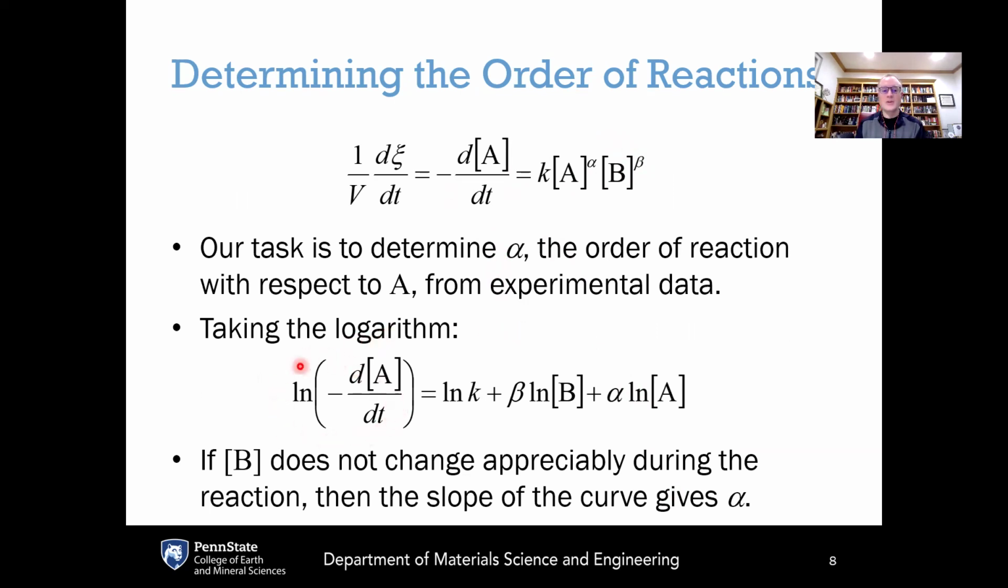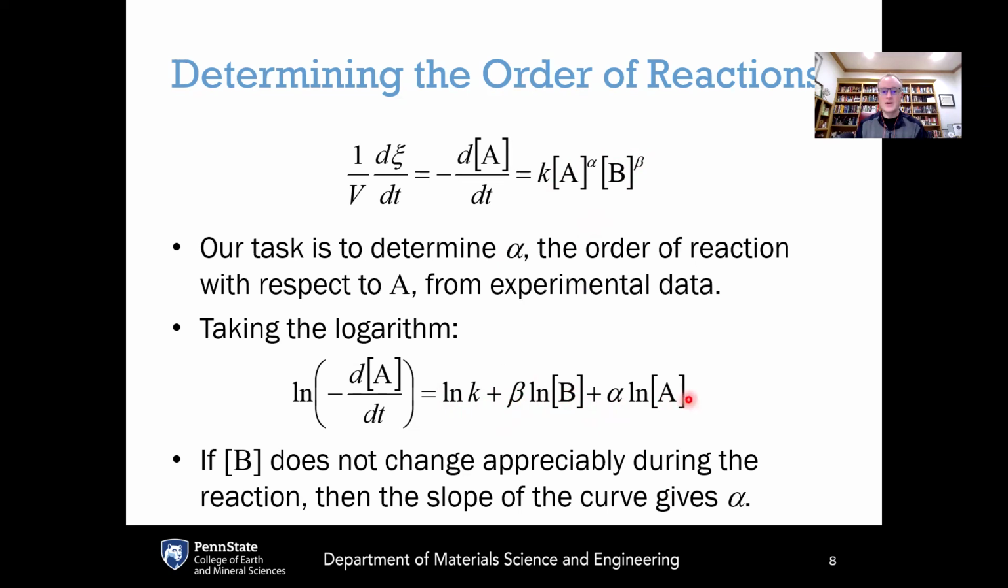So if you've got the logarithm of this rate here on the left, and then on the right, you've got the K coefficient times the concentration of A raised to the alpha power times the concentration of B raised to the beta power. The nice thing about logarithms is that that product then converts into a summation. So we've got the log of K plus, and then the exponents come down in front when you take the logarithm. So it's log of K plus beta times the log of the concentration of B plus alpha times the log of the concentration of A.